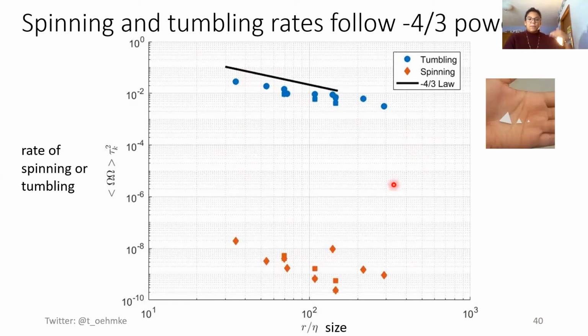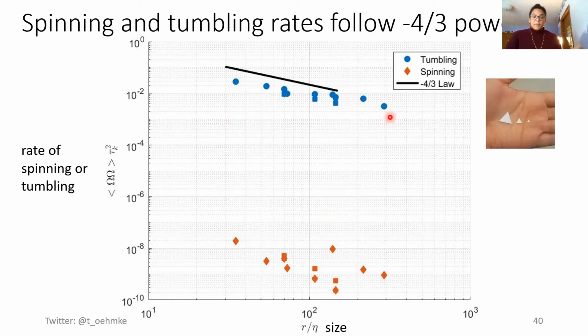If all of our shapes are overlapping and the line has collapsed on itself, then we can say, okay, shape doesn't affect this movement as much, but what we see here is that it's really our size. So as our size changes, our spinning rate changes as well. And so when we fit a line to this, we find a -4/3 power law scaling.